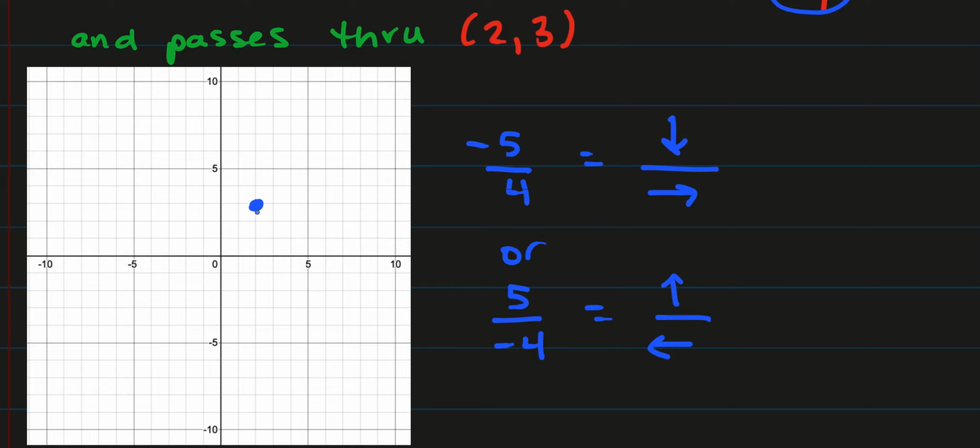So we're going to go down 5, 1, 2, 3, 4, 5, and to the right 4, 1, 2, 3, 4. And this point looks like it's 6, negative 2. And then we can also go up 5, 1, 2, 3, 4, 5, to the left 4, 1, 2, 3, 4. And this point looks like negative 2, 8, because we're on the negative x side. Okay, so you can draw the line going through these points.